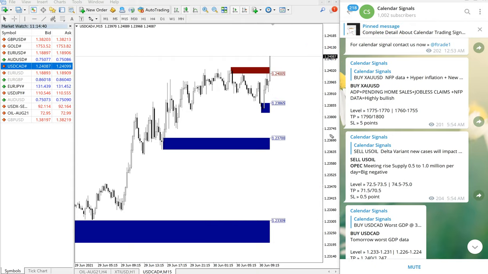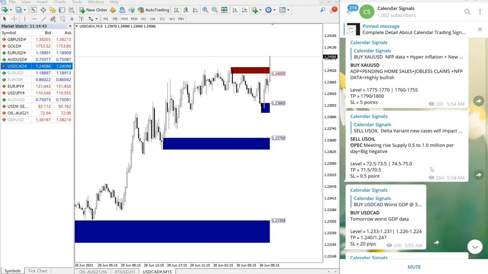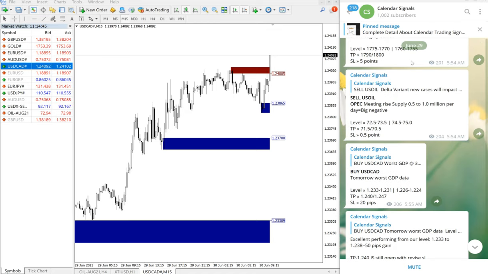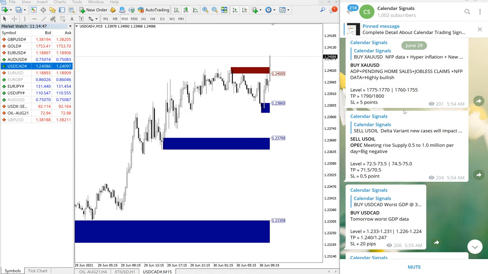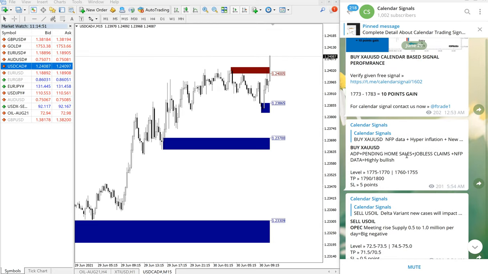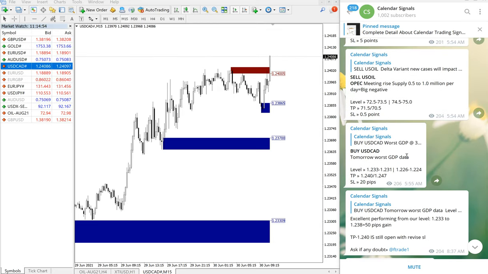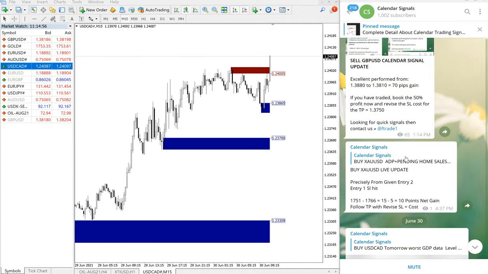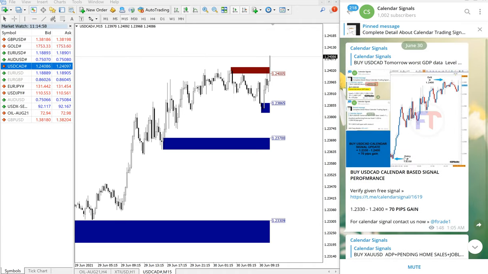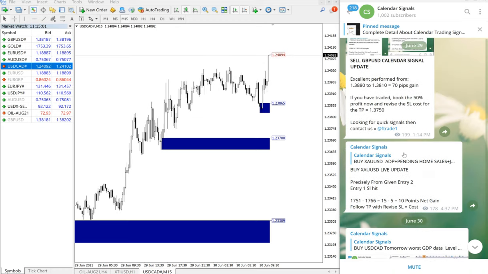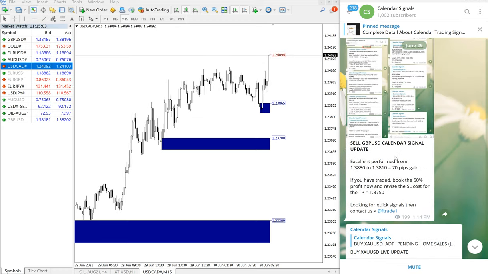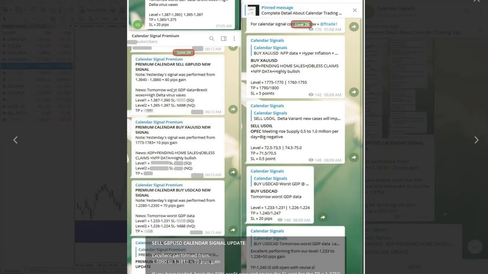So now we will go to the free signals performance for June 29. You can see the date pop up. First we will see the GBPUSD signal. This is the signal we have given, sell GBPUSD. This is our paid screenshot also we have posted.